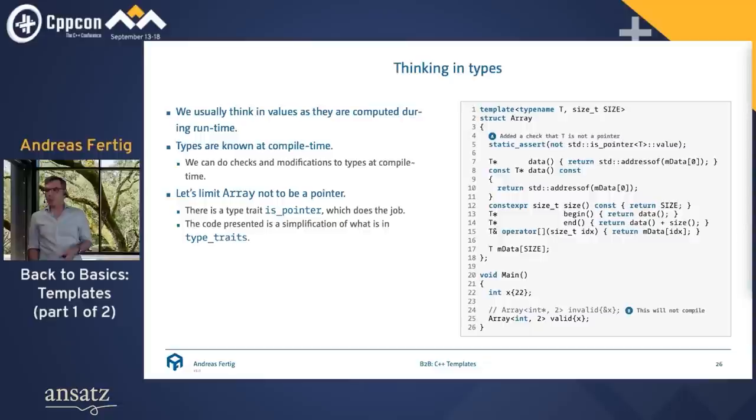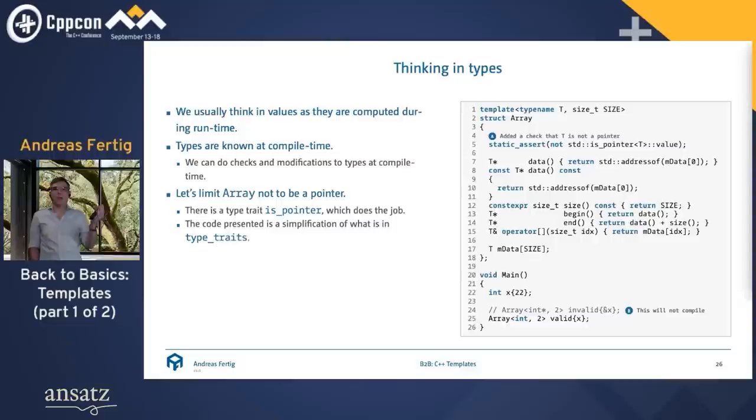So here I have my class template Array we've seen before. And the goal is now that we are applying this std::is_pointer to this class because we want to limit it to not be instantiable with an array of pointers. And we created this is_pointer type trait before. There's a version in the standard library in the type_traits header, and I'm using that in line number 5 here at A.